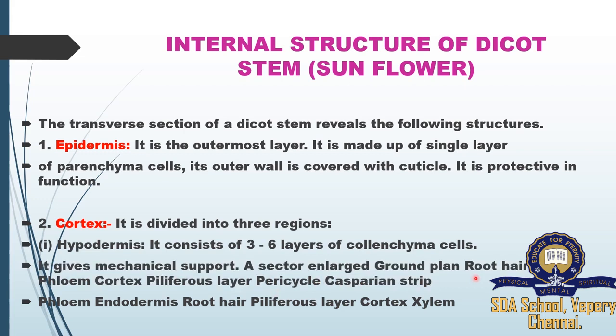That is the ground plant, that is the root system. In the root we have xylem and phloem, cortex, piliferous layer, one more layer of cortex, and then pericycle and Casparian strip. So what are the functions of these parts we can study. These are the parts present inside the cortex, that is hypodermis.